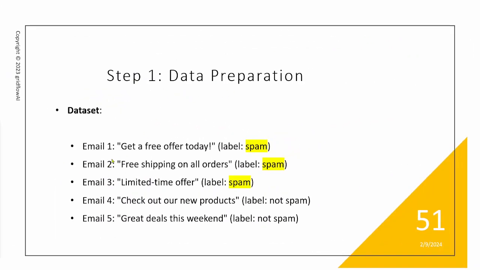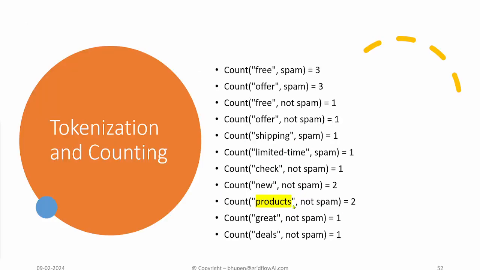Let's take some dummy data. So we have email data 1, 2, 3, which belong to the class spam, and 4 and 5 belong to the class not spam. The first step is to tokenize and find out the frequency of the tokens. So let's say the tokens are these: free, offer, shipping, limited time. These are the words from the input data for each of the classes. So we're just going to compute the frequencies.